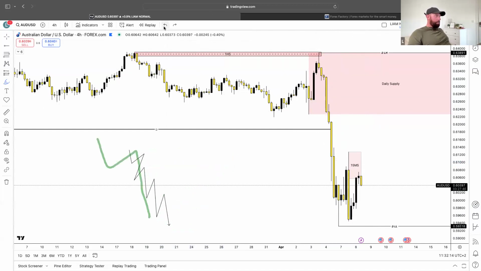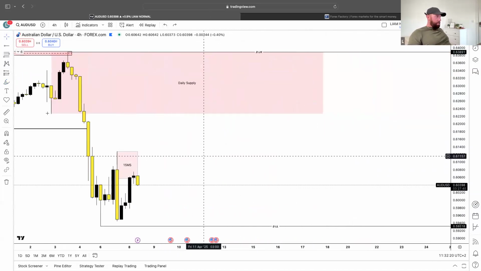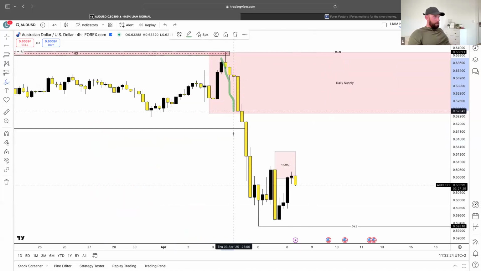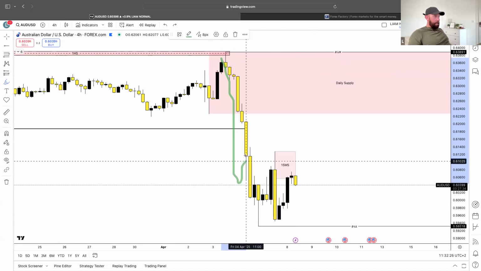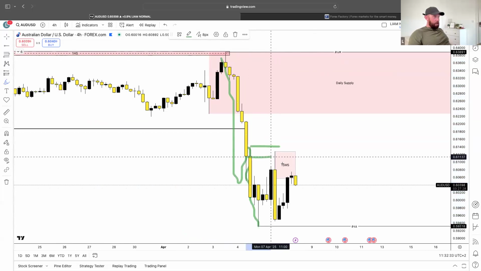So going back, let's have a look at what's going on. The 4 hour's not as clear. Obviously, if you look at this area here, it's not as nice, and I wouldn't necessarily trade it. We had this, then we had a little pullback inside, then we had this movement down. This candle mitigated this chop area here.